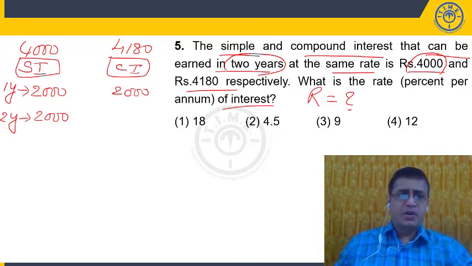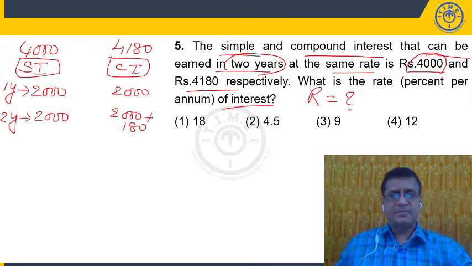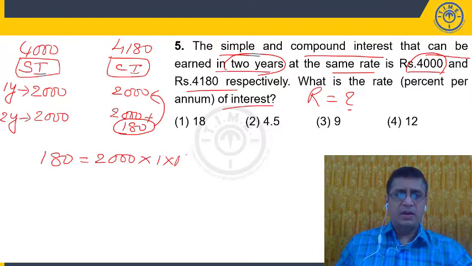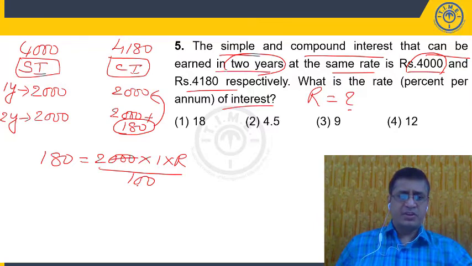Here the rate of interest is the same, so the first year interest is equal to 2000, and the second year is 2000 plus 180. What is this 180? Interest on the previous interest. So 180 rupees is the interest on 2000 over a period of 1 year, meaning what is the rate of interest? Simplify this, you will get the answer. So what is the cancellation? Zeros to zeros, so you can cancel. Now 2 goes exactly 9 times. The rate of interest is 9% per annum.